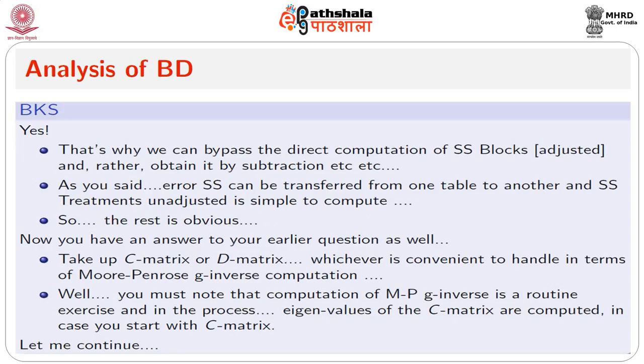Yes, that's why we can bypass direct computation of the sum of squares due to blocks adjusted and rather obtain it by subtraction, etc. If you look at the two tables side by side, from one table you get the treatment sum of squares adjusted by going through the computation of C, C plus, etc. And in the other table, you simply transfer the error sum of squares and then you get the sum of squares due to blocks adjusted without going through any heavy computation. As you said, error sum of squares can be transferred from one table to the other, and sum of squares due to treatments unadjusted is very simple to compute. So the rest is obvious.